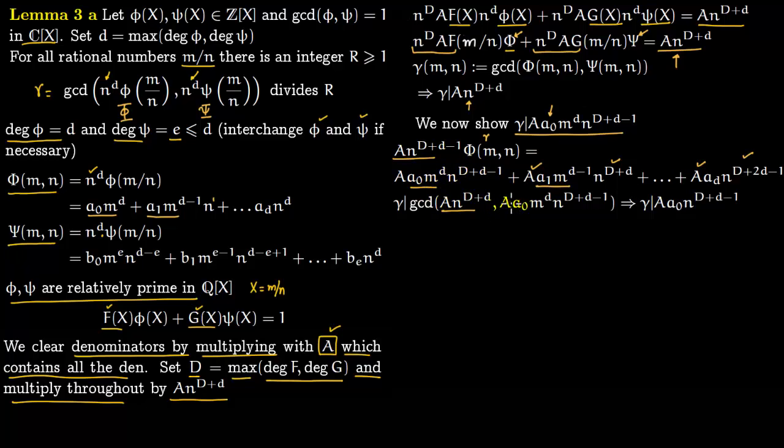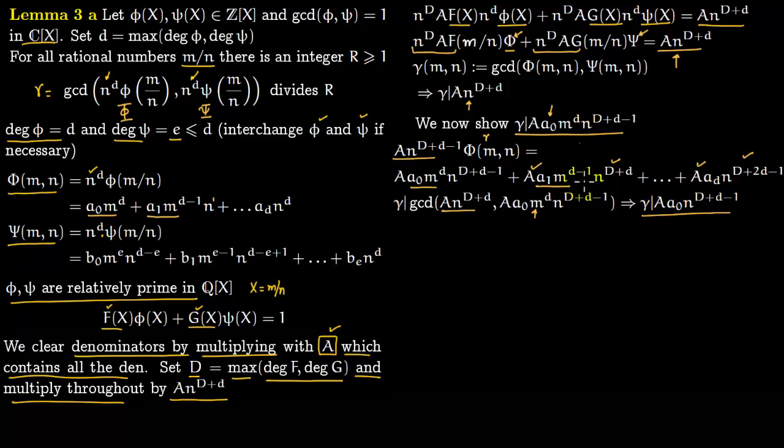So gamma divides a0 m^d n^{D+d-1}. But when we take these rational numbers m by n, we take them in the lowest form. So m and n are relatively prime. So this m does not really matter here, because there is no m here. So if gamma divides this, it divides this entire term, and you can forget about m. So gamma divides a0 n^{D+d-1}.